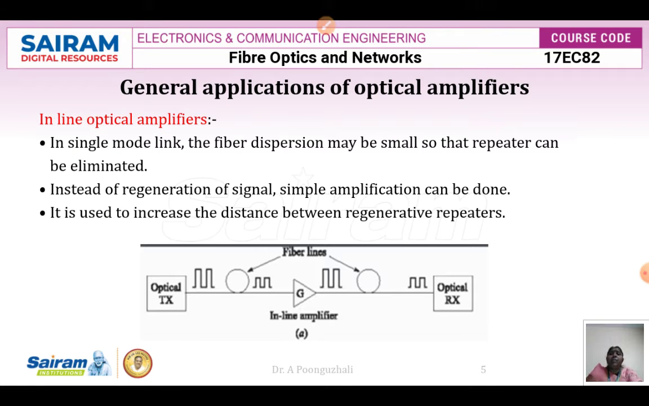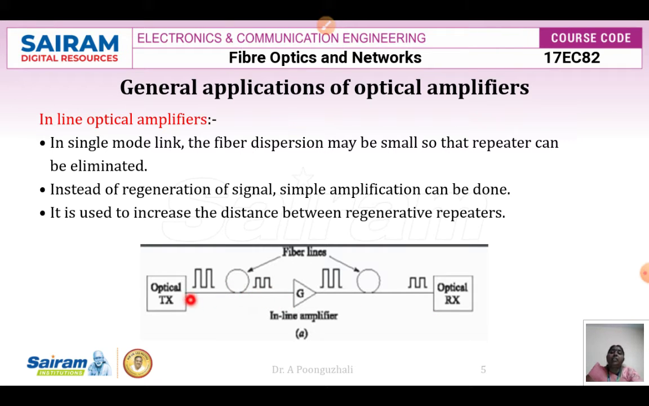The general applications of optical amplifiers can be classified under three categories: inline amplifier, power amplifier, and pre-amplifier. First, the inline amplifier is used in a single mode link. Here we have an optical transmitter and an optical receiver, connected by fiber lines.